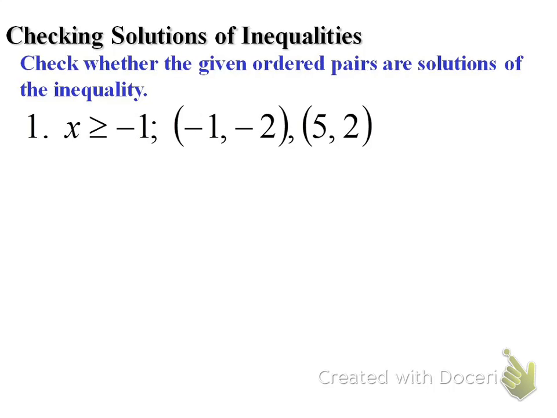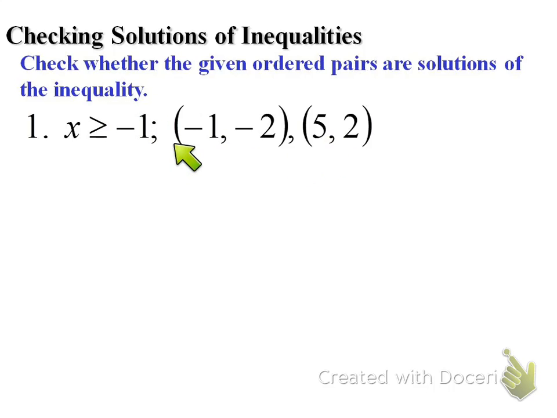So x is greater than or equal to -1. That's our inequality. And then these are the 2 points we want to check. When you are checking to see if something is a solution, you are plugging in the x value where you see an x, the y value where you see a y, and then seeing if the statement is true. This inequality actually doesn't have any y's, so we're only going to be plugging in the x values.